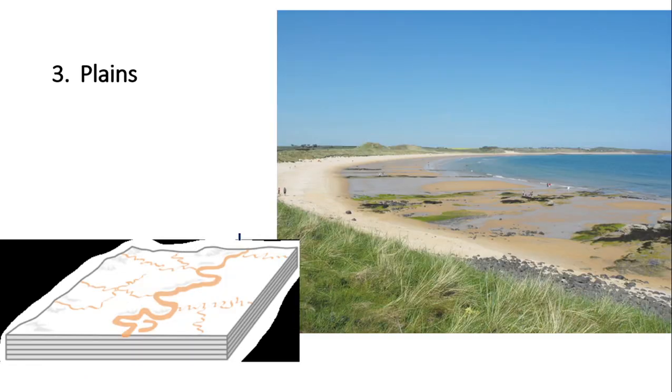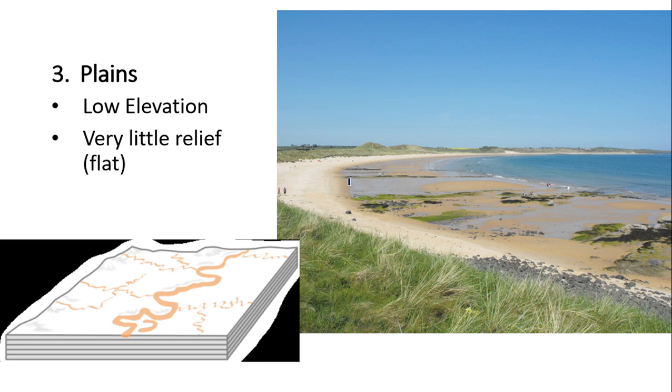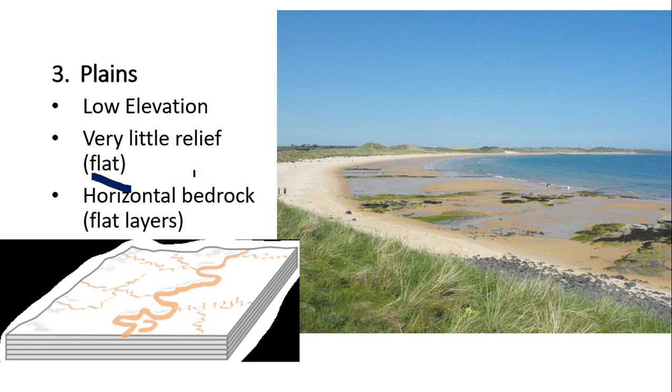Next, we have a plain. Plains, picture where we live. Long Island is almost completely flat, and this is a perfect example of the Atlantic coastal plain. This is a beach, so plains are a low elevation. Notice you don't see any big tall mountains, you don't see any elevated areas. There's very little relief as well, meaning change in elevation. It's very, very flat. And pretty much our ground is going to be made up of horizontal bedrock, meaning flat layers again, only there's no areas that kind of push up.